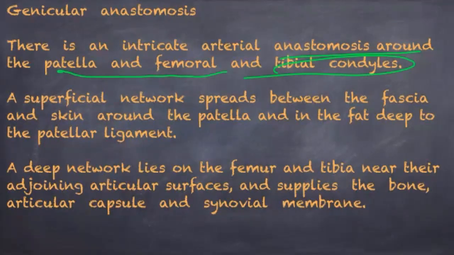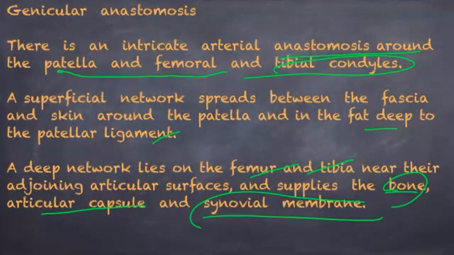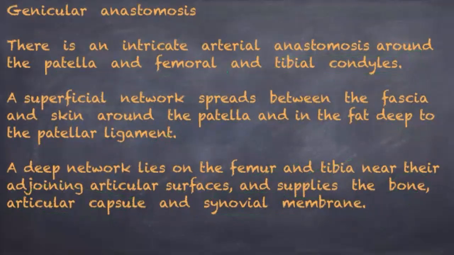A superficial network spreads between the fascia and skin around the patella and in the fat deep to the patellar ligament. A deep network lies on the femur and tibia near their adjoining articular surfaces and supplies the bone, articular capsule, and synovial membrane. So the knee joint is supplied by this genicular anastomosis, right?